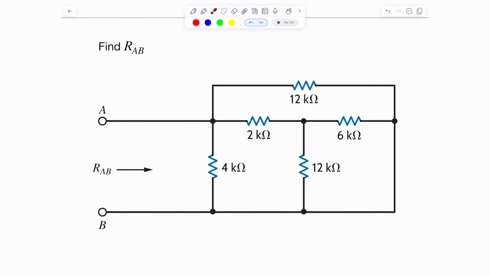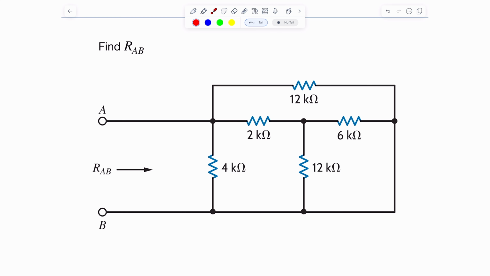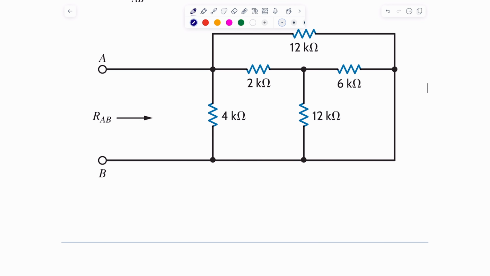If you take a look at, for example, the 12 and the 4, they're not in parallel. Yes, they do share this node, but they don't share this node in here because I have the 2 kilo ohms. And after experience, you realize the 6 and the 12 simply share this node, and they share this node in here. This is one node. So 6 and 12 happen to be in parallel. Okay, so we're going to redraw the circuit using that particular fact.